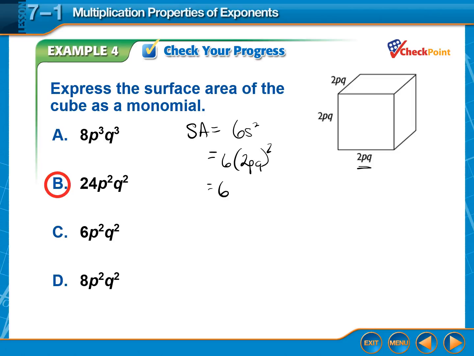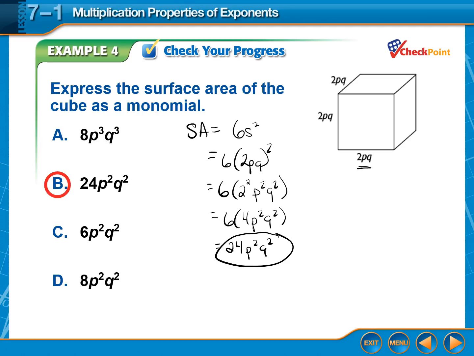So our rule says that if we're taking this product, 2pq, and raising it to the second power, I'm going to put that power with each part of the product. So it becomes 2 squared, p squared, and q squared. Then it's just a matter of simplifying. So 2 squared is 4, because 2 times 2 is 4. Then I'm going to multiply 6 times 4, so I get 24p squared q squared as my surface area.